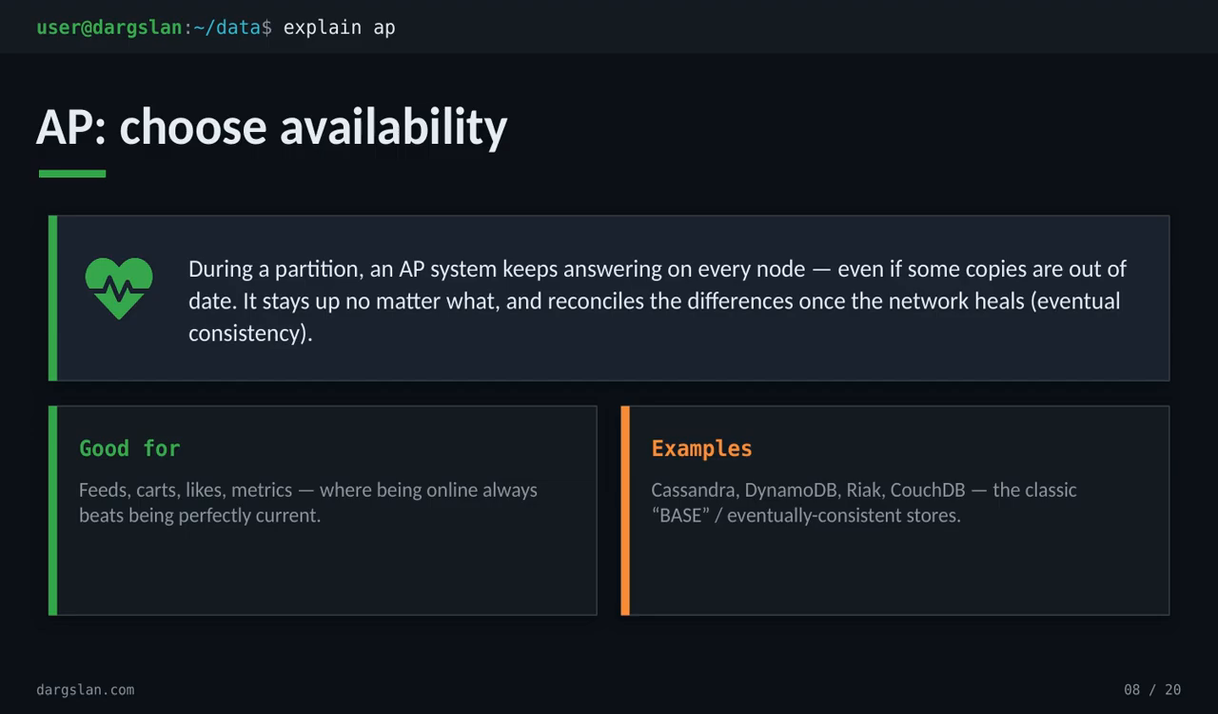Flip that around and you get AP. Here, every node keeps answering during a partition, even if it's working from a slightly stale copy. And once the network heals, the system quietly reconciles the differences. That's the right call for feeds, shopping carts, likes, metrics, anywhere staying online matters more than being perfectly up to date. Cassandra, DynamoDB, Riak, and CouchDB are the usual suspects, the classic BASE, eventually consistent crowd.